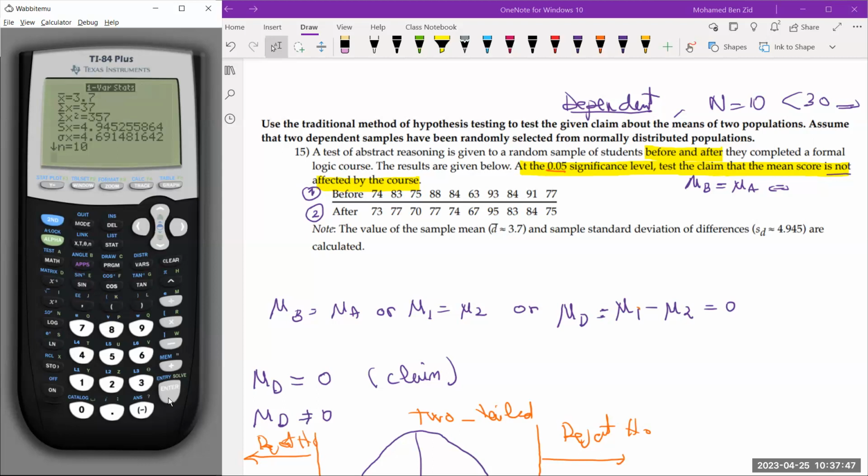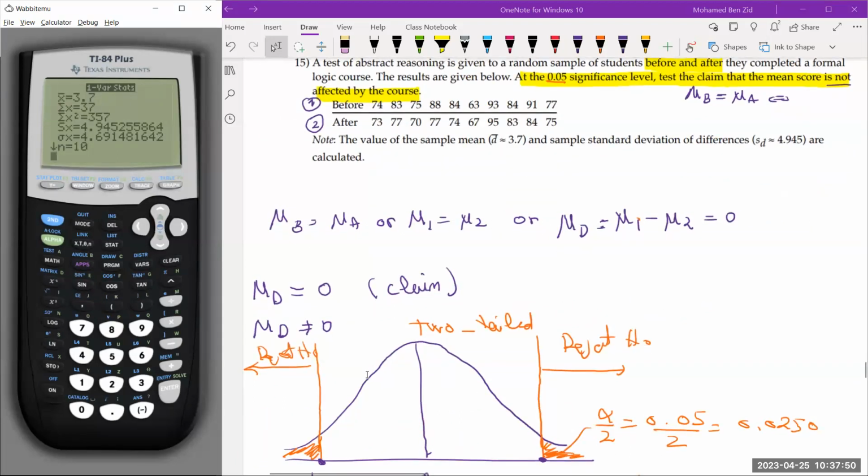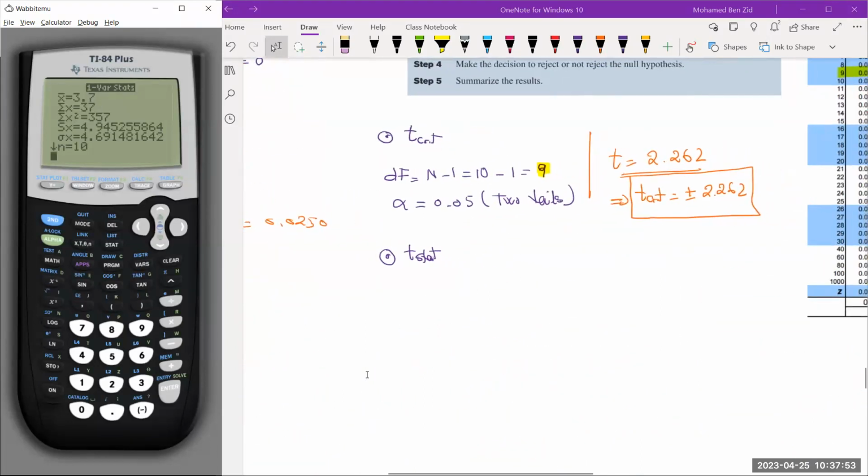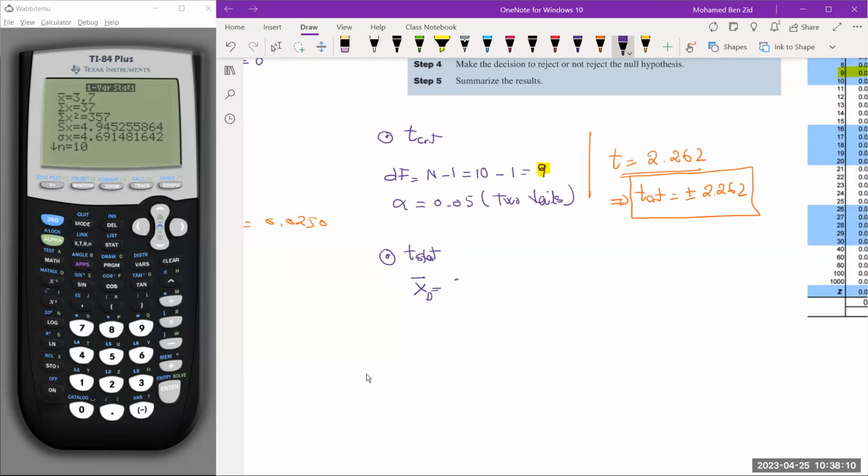All right, what do you need from here? You need two values. Once you plug into the calculator, you need the X bar, or X bar D, the X bar difference, and that's going to be 3.7. As well, you need the SD, not the sigma, but the sample standard deviation, which is 4.945. Okay, so I need this value over here, and I need this value over here. Everybody okay?